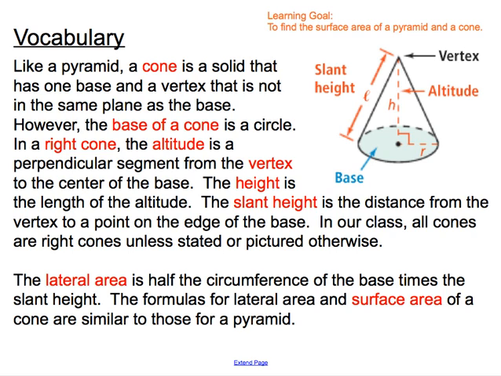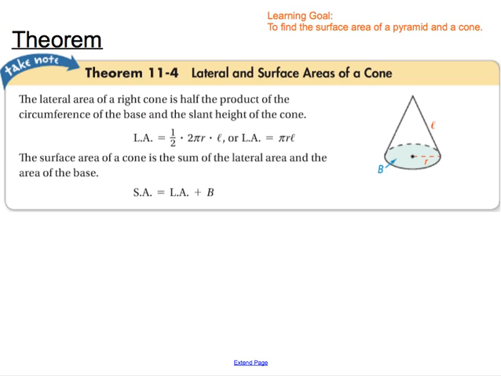The lateral area is half the circumference of the base times the slant height. The formulas for lateral area and surface area of a cone are similar to those for a pyramid. So Theorem 11-4 gives us the formulas for both lateral and surface areas of a cone. The lateral area is pi times the radius times the slant height. The surface area is going to be the lateral area plus the area of the base. Your textbook doesn't go so far as to write this, but this is pi times the radius times the slant height plus pi times the radius squared.